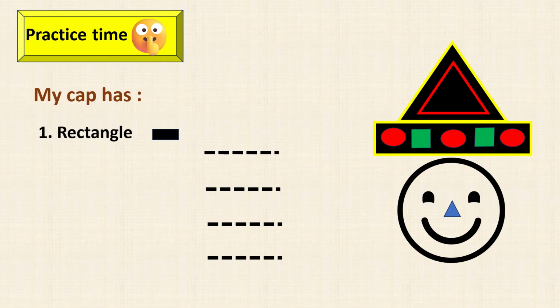The first question is rectangle. How many rectangles are here? Okay, there is a rectangle, the first one, where all the circles and squares are drawn on it. So how many rectangles are here? It's one rectangle.